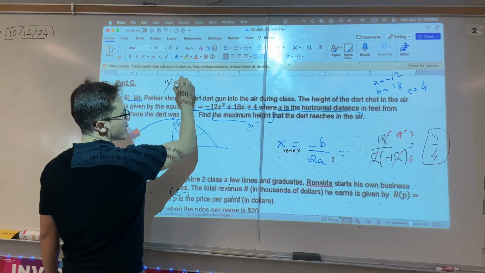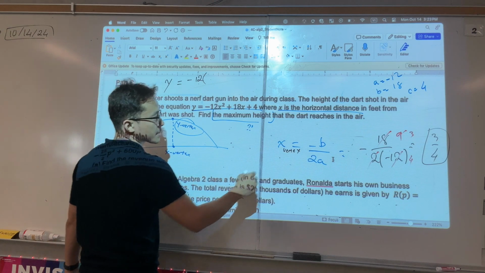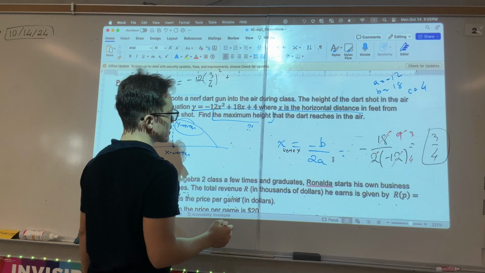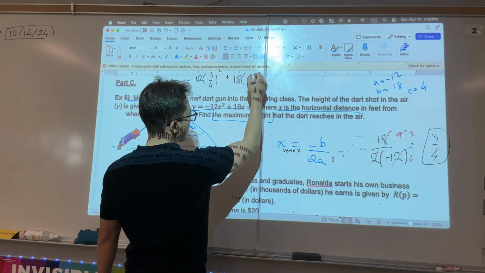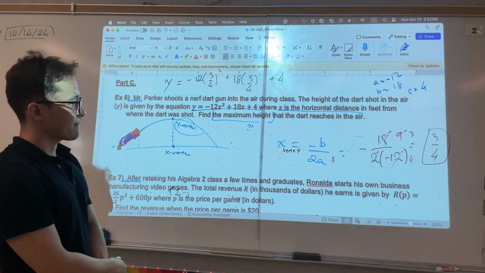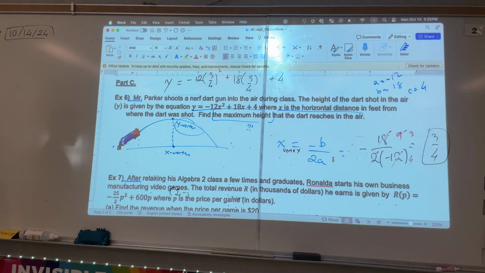Help me here so you can get a point. Y equals negative 12 times 3 fourths squared plus 18 times 3 fourths plus 4. Very good. Sound good? Let's give Gabriel 1 point and Joanna 1 point. Now calculate this. Just put it on the calculator and see. You can give me a decimal as well. Okay?